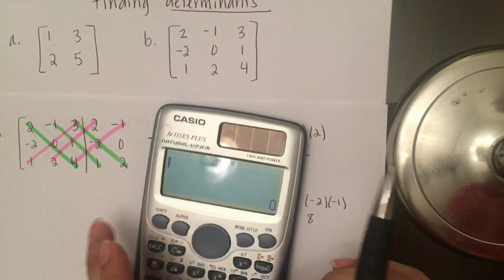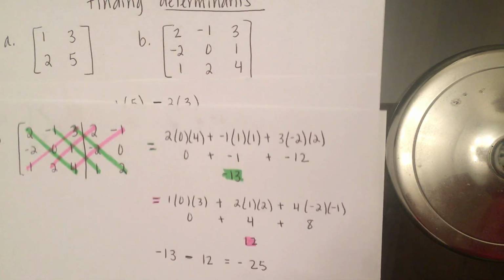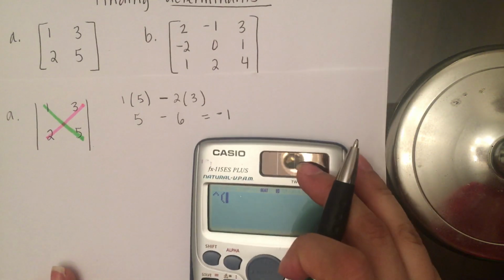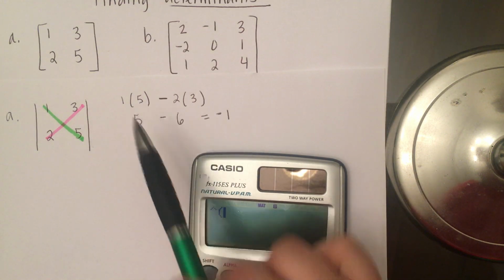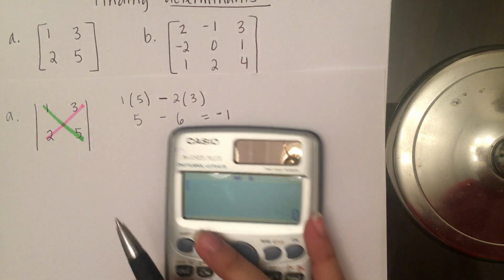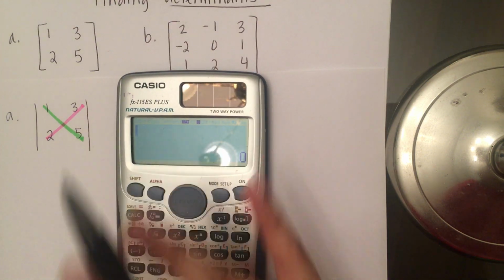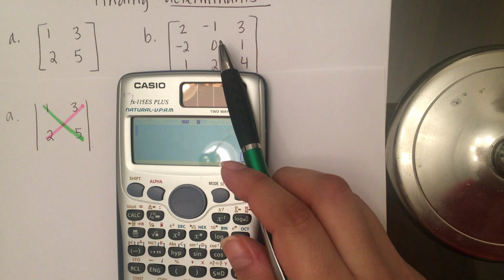You can use the calculator for matrix A as well, which is the first example we did together. But usually I find that it takes less time for me to do this by hand than to use a calculator. You're welcome to use a calculator, so I'm going to go ahead and show you if you want to do it for a 2 by 2. Like I said, normally I only use it for the 3 by 3s.